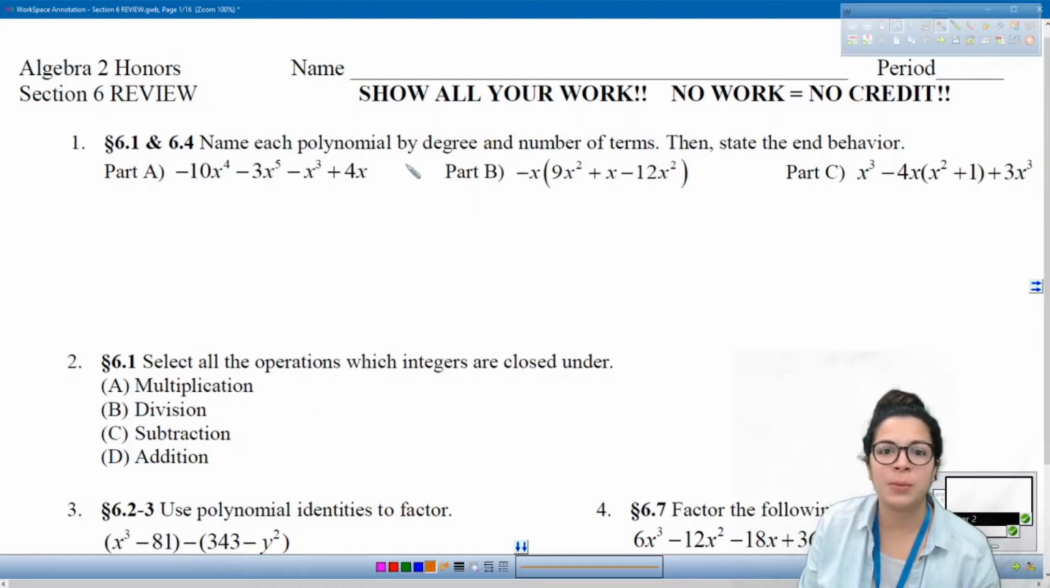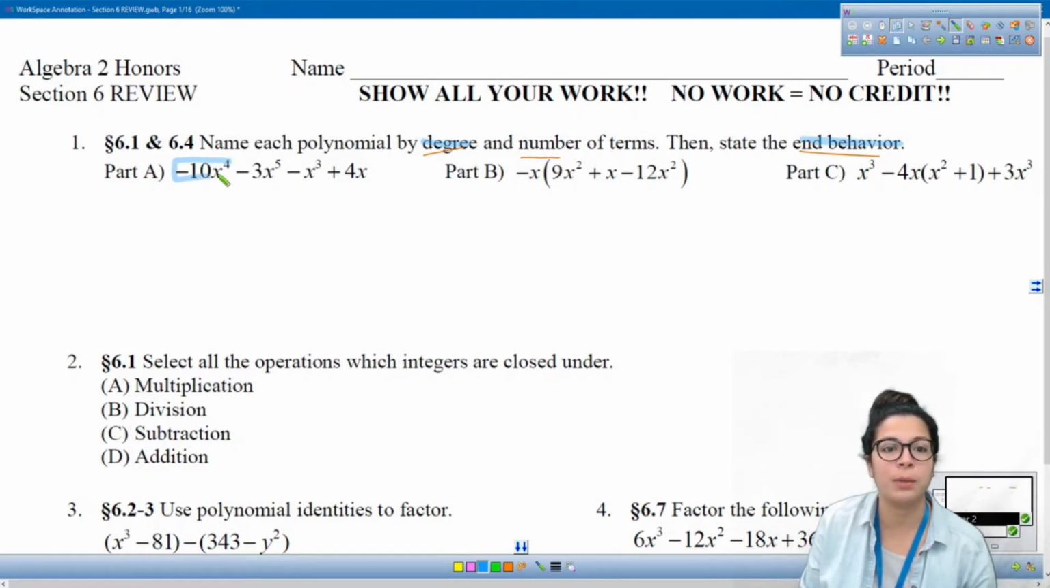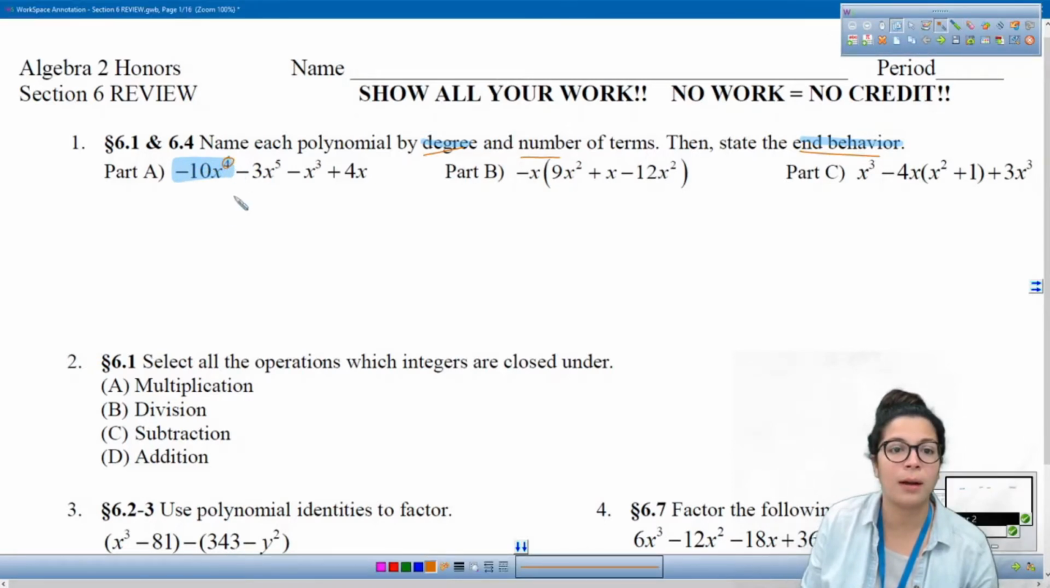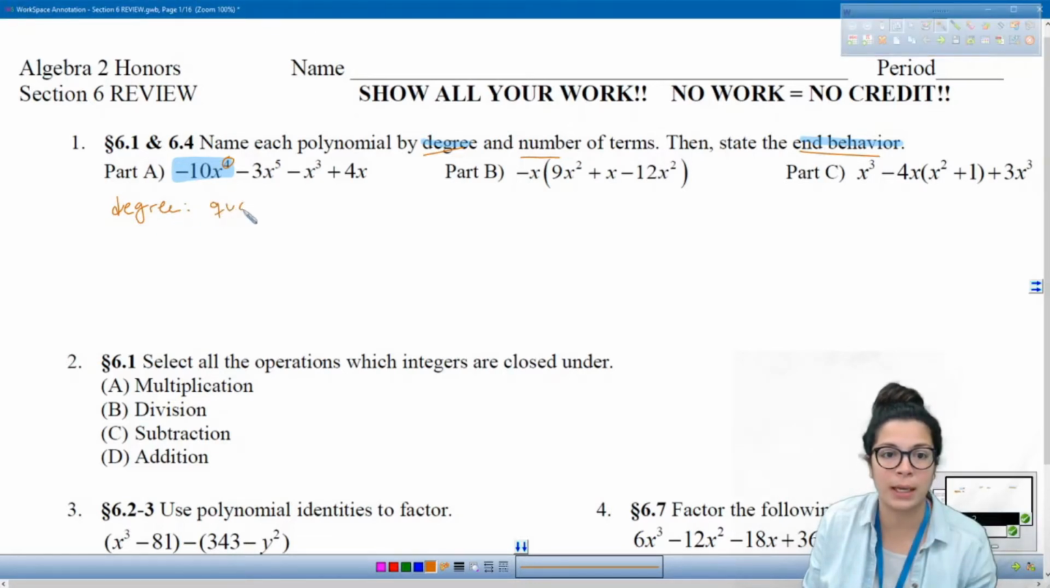Number 1, name each polynomial by degree and by the number of terms that there are, and also state the end behavior. Okay, so let's start with part A. Everything is already simplified, so let's take a look at our leading term. Our leading term is going to tell us the degree, and it's also going to tell us the end behavior. So the leading term is the term with the highest power, which would be this first term. Now, the degree is the power of that leading term, which is the highest power, so the degree is 4. A polynomial of degree 4, we call quartic.